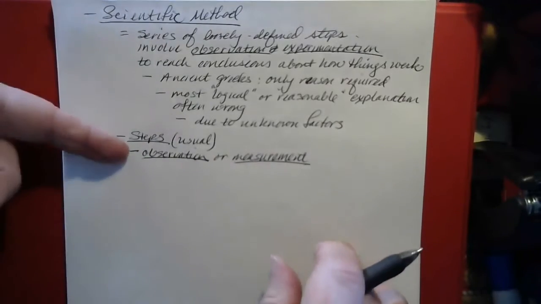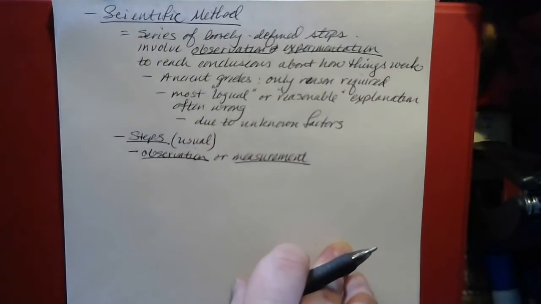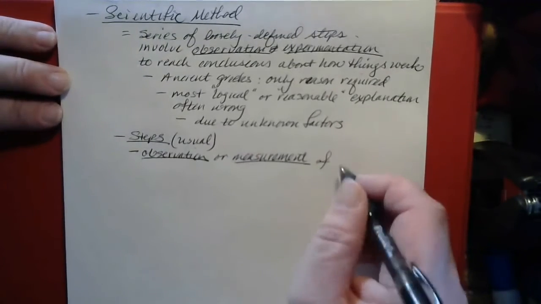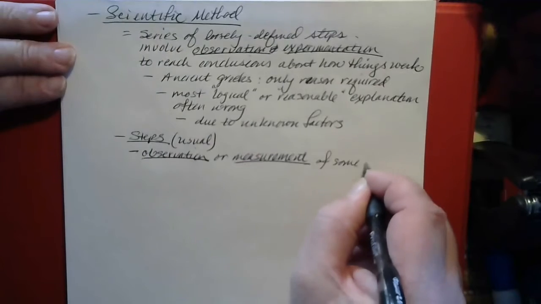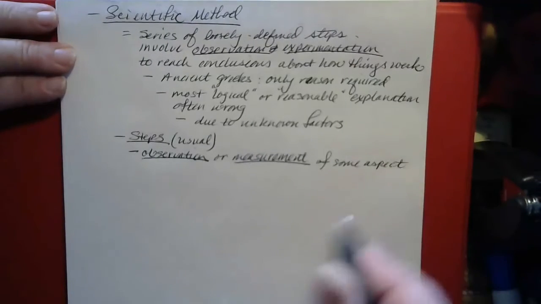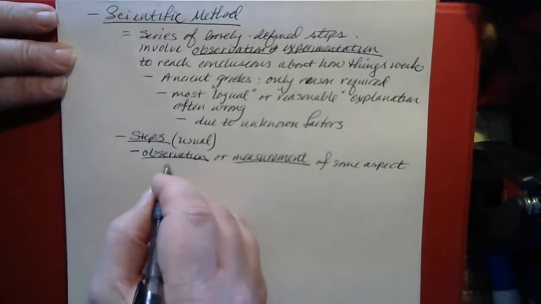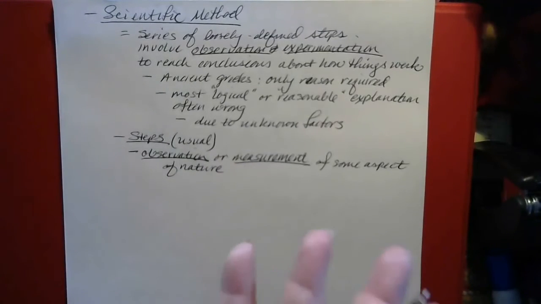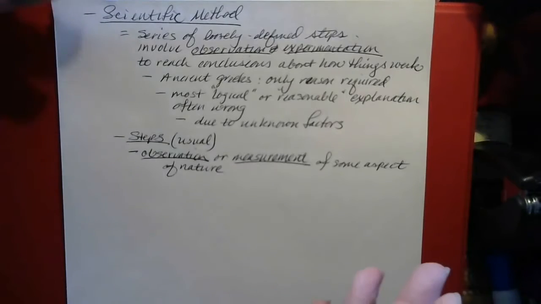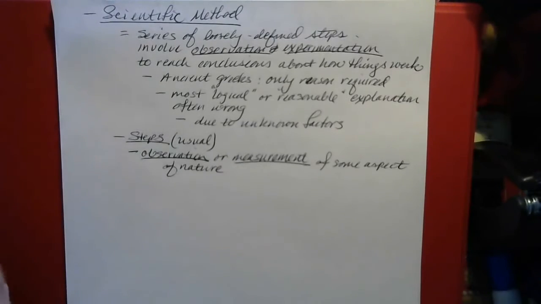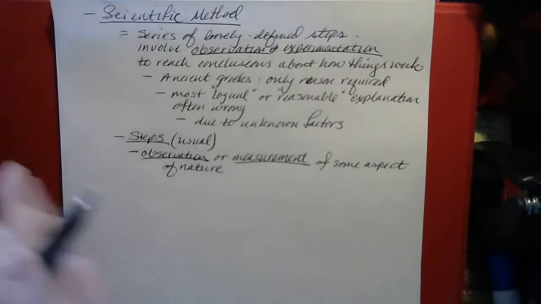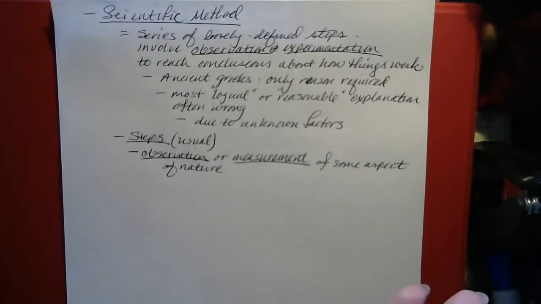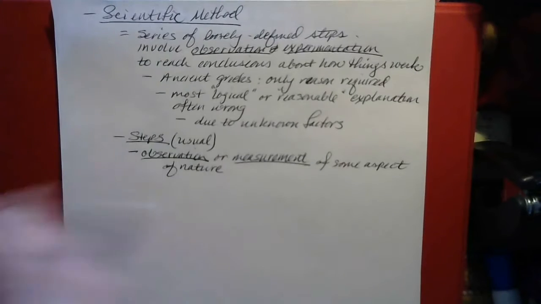Observation is something that the ancient Greeks did. They didn't do a lot of measuring because they didn't have very accurate means of doing measurement. But it's the same idea. And you're observing or measuring some aspect of nature. When I say nature, many people will probably automatically think of biology, because plants and animals. But nature really encompasses everything. Physics and chemistry are ruled by the laws of nature also, and they're part of nature.